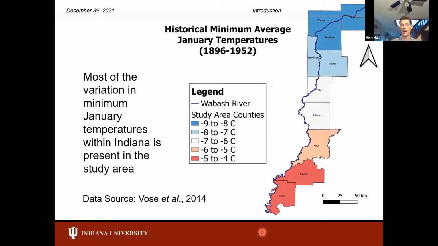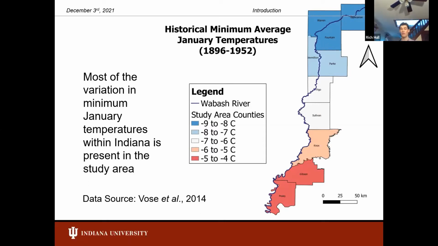So here I have mapped on the right historical minimum average January temperatures for the time frame that the historical data was collected, from 1896 to 1952. And you'll notice that there's 5 different segments of 1 degree Celsius intervals, starting with -4 to -5 degrees Celsius here in the southern area, and -8 to -9 degrees Celsius in the northern area.